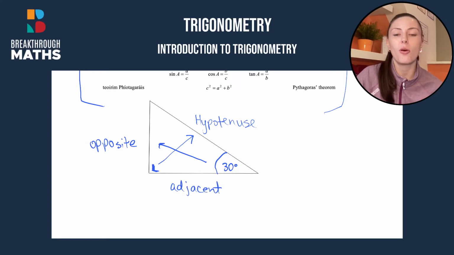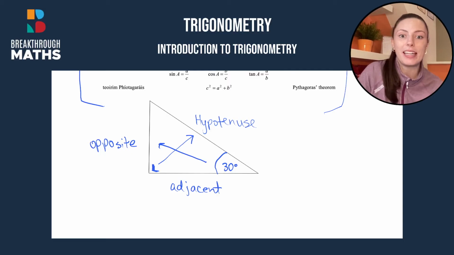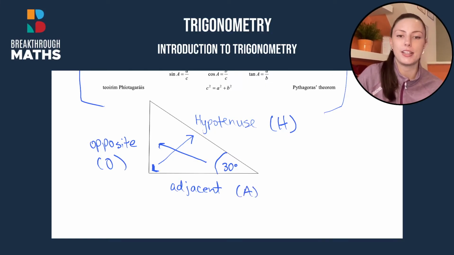Now, going forward, I will not be writing out hypotenuse, opposite and adjacent. I'll just be calling them H, O and A. So that's what that means: hypotenuse, opposite and adjacent.